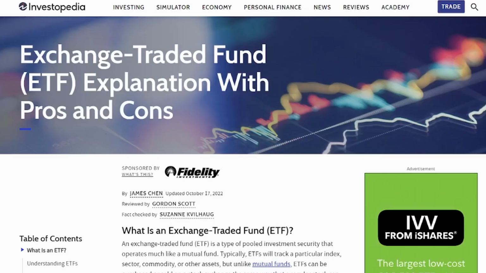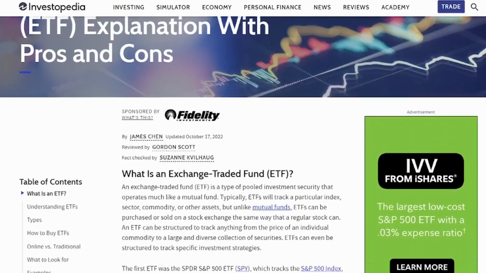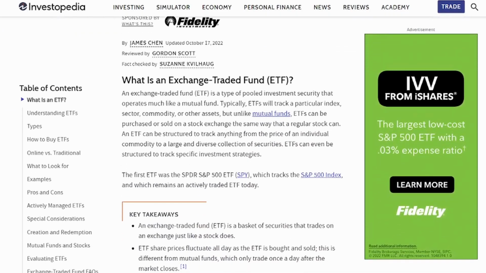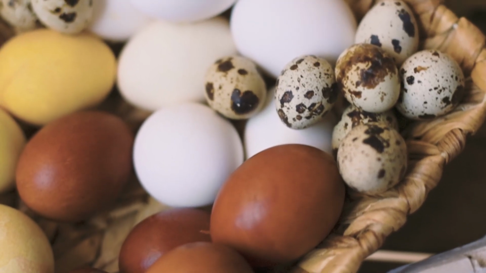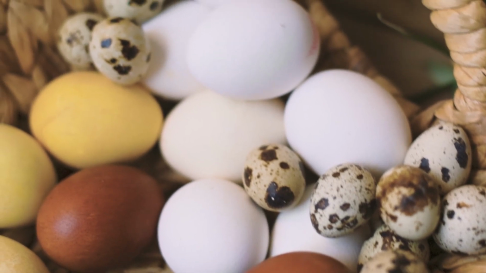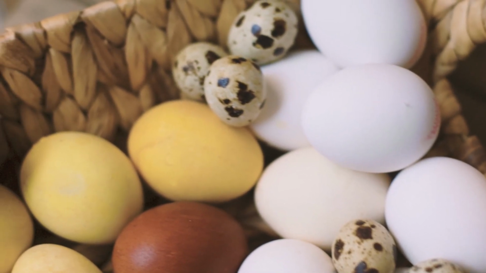But perhaps we should start with a simple definition of ETFs. Exchange-traded funds are a type of investment that is traded on a stock exchange, and because of their accessibility, ETFs provide investors with access to a diversified portfolio of assets. And because each ETF is a basket of assets, it can hold stocks, bonds, or commodities.